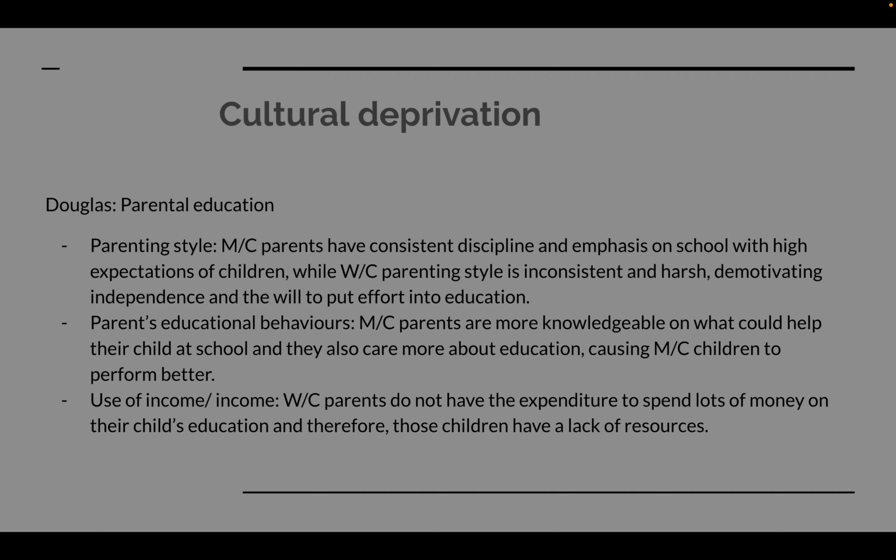Lastly is the use of income and income in general. Working class parents do not have the expenditure to spend lots of money on resources for school, which means they have a lack of equipment and they are not equipped to learn to the max at school. And obviously it also works vice versa, where middle class parents can afford it. They can afford tutors and textbooks and additional resources for children, which can significantly improve performance at school.